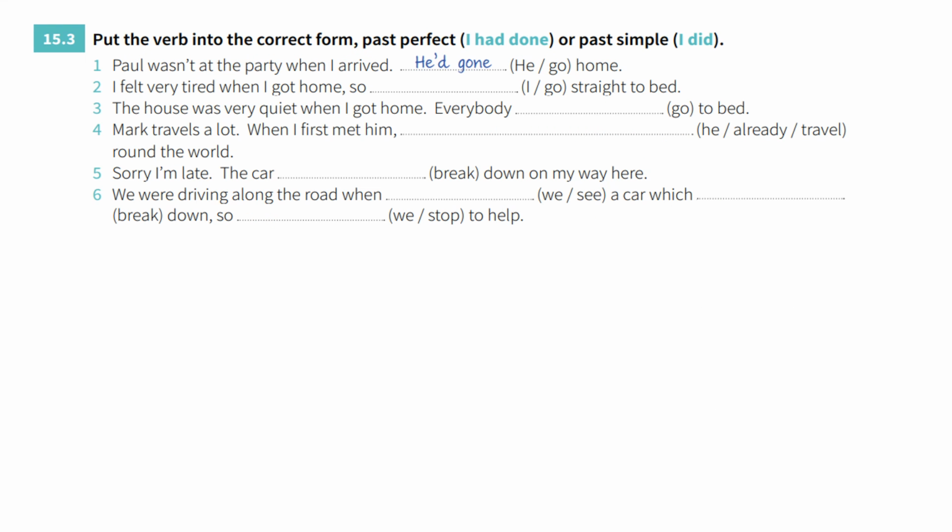Put the verb into the correct form, past perfect or simple past. Paul wasn't at the party when I arrived. He'd gone home. I felt very tired when I got home, so I went straight to bed. The house was very quiet when I got home. Everybody had gone to bed.